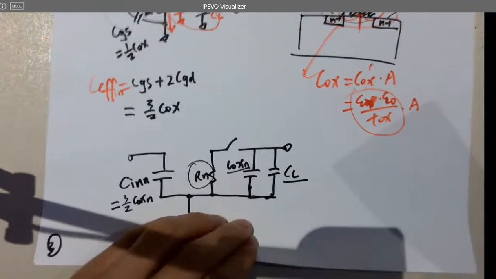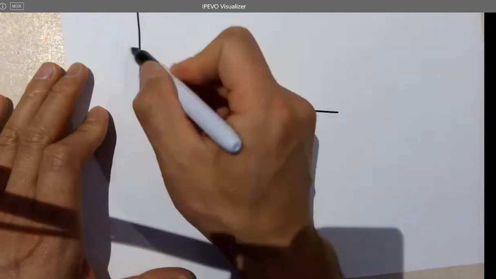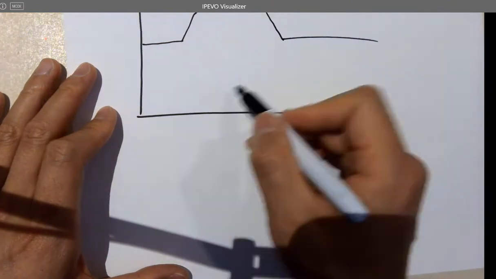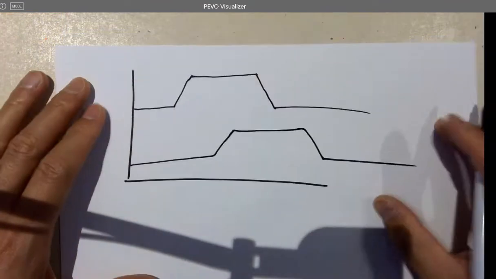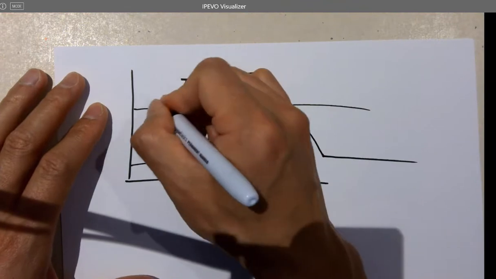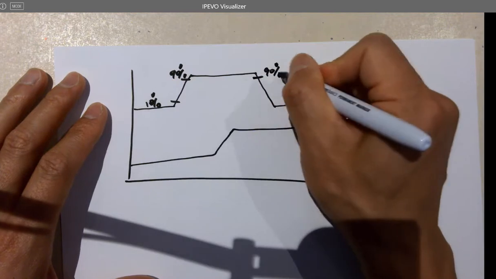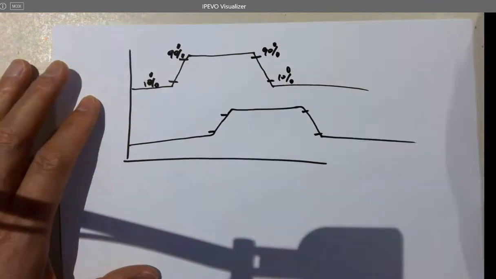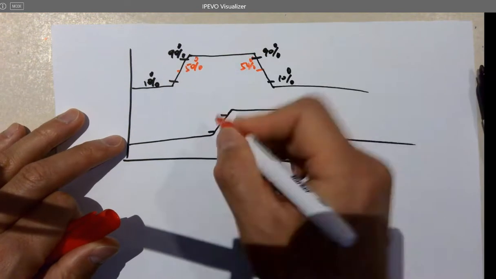Okay, propagation delays. 90% of the amplitude, 90%, 10% of the overall amplitude. Same here, 10 90, 10 90, and 50%, 50%.